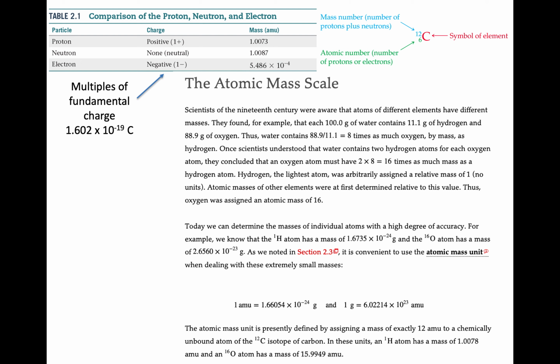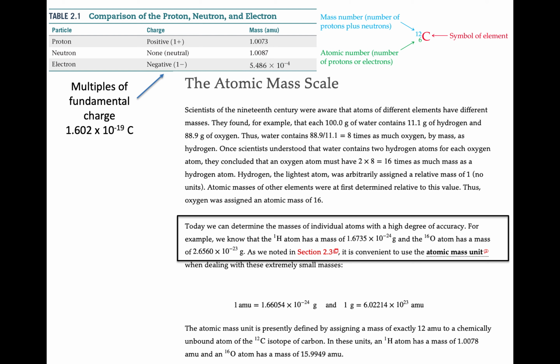It goes on then to discuss more about the mass. It describes how we can now determine the mass of individual atoms with a very high degree of accuracy. They have to have a really small mass value, and sure enough they do: 10 to the minus 24th grams, 10 to the minus 23rd grams, so a very small amount for an individual atom.